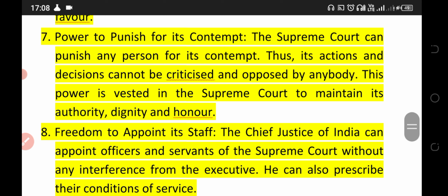Power to punish for its contempt. The Supreme Court can punish any person for its contempt. Thus, its action and decisions cannot be criticized and opposed by anybody. This power is vested in the Supreme Court to maintain its authority, dignity and honor. Freedom to appoint its staff. The Chief Justice of India can appoint officers and servants of the Supreme Court without any interference from the executive. He can also prescribe their conditions of service.